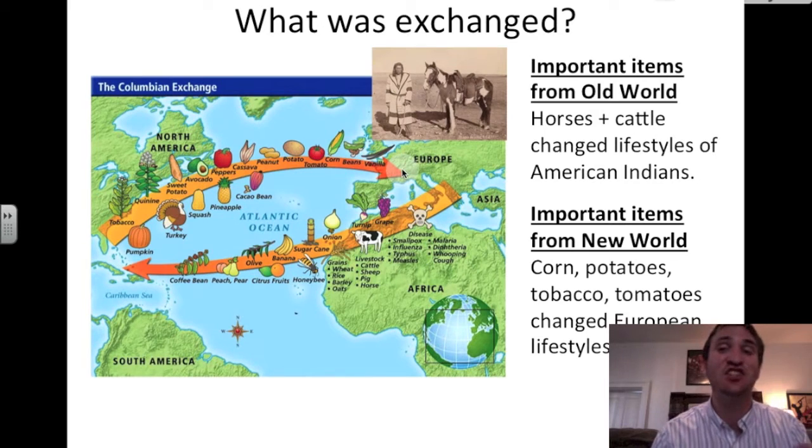And they changed European lifestyles. They changed the European diet. They changed the way that Europeans raised crops and livestock. Corn allowed an easy way for people raising livestock to feed those livestock.